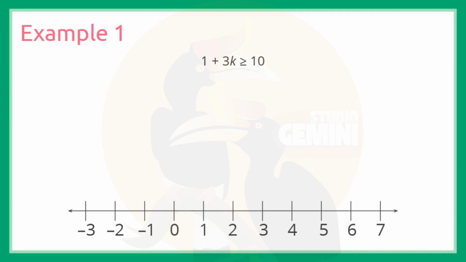We can do that by subtracting 1 from both sides of the inequality, like this. When we simplify, 1 minus 1 is 0, and we're left with just 3k on the left side. On the right side, 10 minus 1 gives us 9. Now we are still trying to isolate k. Since 3 is being multiplied by k, we will need to divide by 3 on both sides in order to cancel it out. When we simplify, on the left side, 3 divided by 3 is 1, and we're left with just k. On the right side, 9 divided by 3 gives us 3, making our final answer k is greater than or equal to 3.